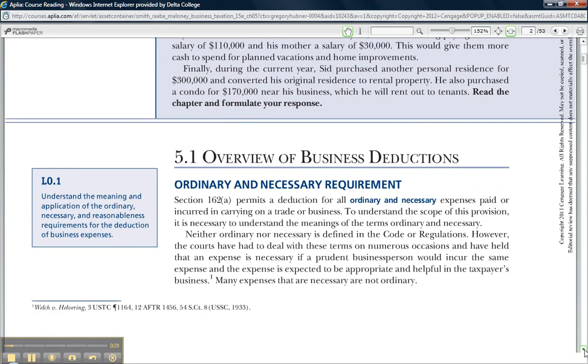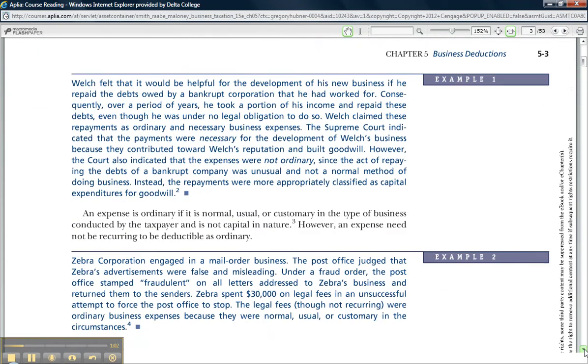But then in 5.1 here, learning objective 1, the basic rule for expenses to be deductible is the section 162 statement that says all ordinary and necessary expenses incurred in carrying on a trade or business are deductible. That's the general rule. So if you have business-related costs, and if they're ordinary and necessary, according to whatever management believes, then they're going to be deductible expenses.